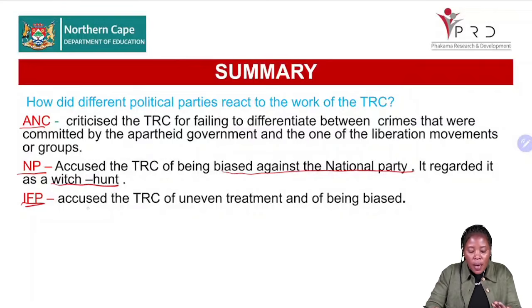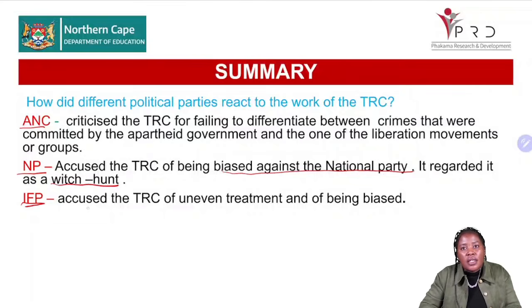So in this case, I'm sure from this lesson you learned that political parties were actually against the work of the TRC, and they had different reasons why they were against. So all in all, we can say these political parties that we discussed here were actually against the TRC. And the ANC and the National Party, or de Klerk under the National Party, tried to stop the TRC from publishing the paragraph or the findings that were implicating them.